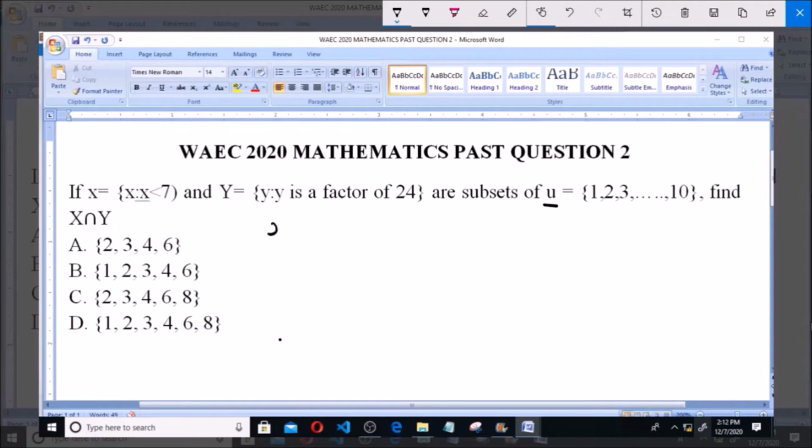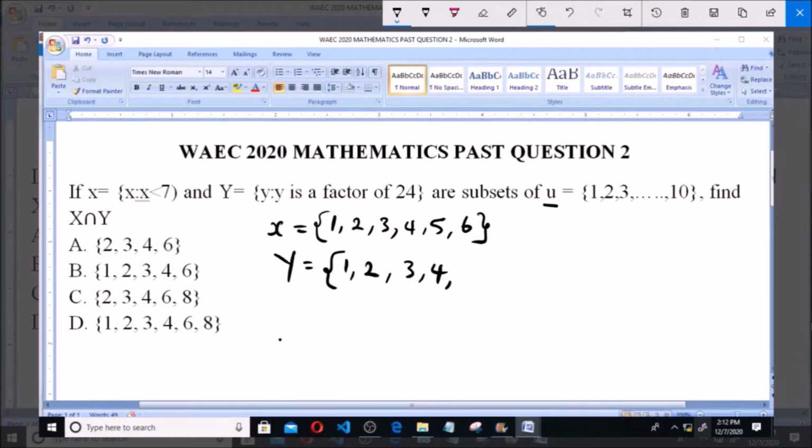So x is a subset of the universal set U having from 1 to 10. Now if x is less than 7, it simply means that the contents of x are 1 to 6. That's 1, 2, 3, 4, 5 and 6, since it is less than 7. Then y, which is also a subset of universal set U, is a factor of 24, that is factors of 24 which are between 1 and 10, and that includes 1, 2, 3, 4, 6 and 8.